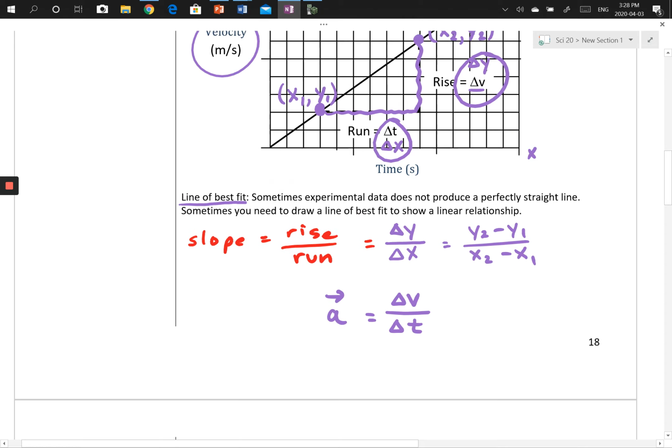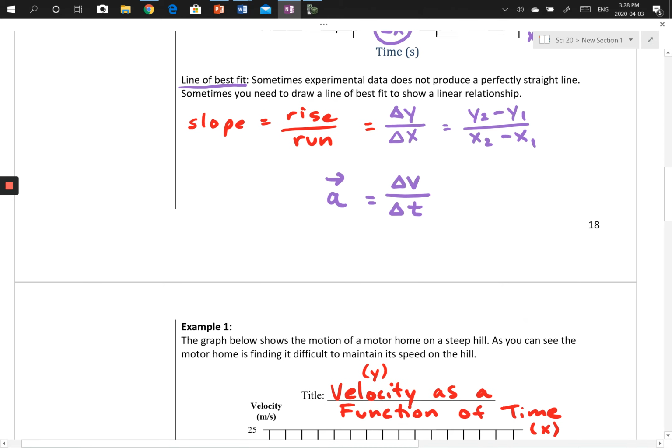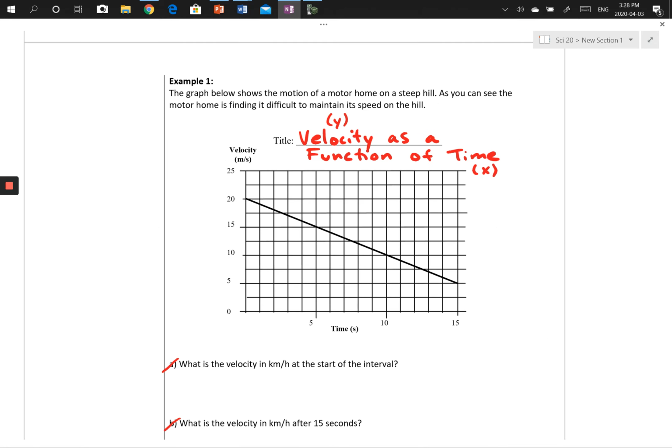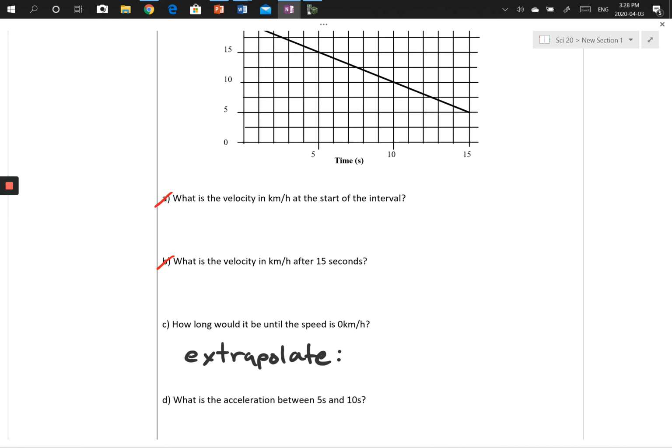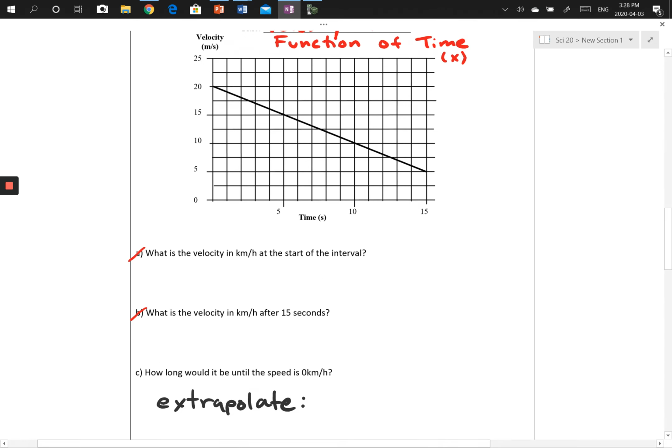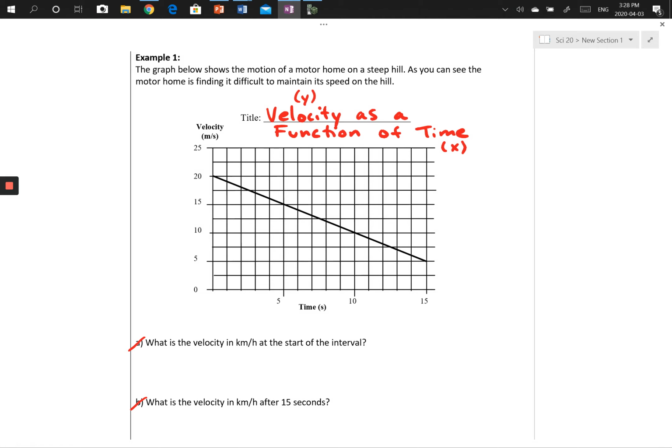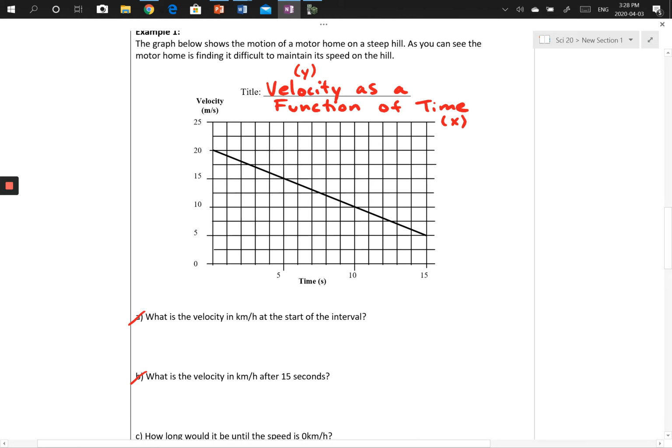Let's flip over to page 19 here, and we'll do a little example. I have a graph here. I'm going to skip over the first 2 questions. It shows the motion of a motorhome on a steep hill, and the motorhome is finding it difficult to maintain its speed on the hill. And I think you guys can guess what that means.